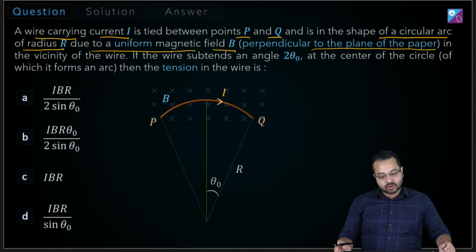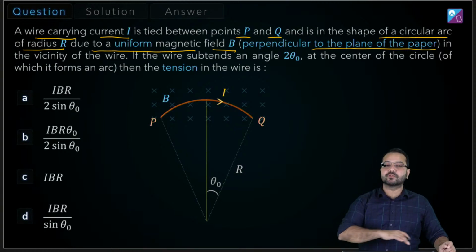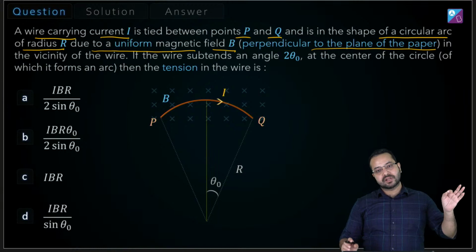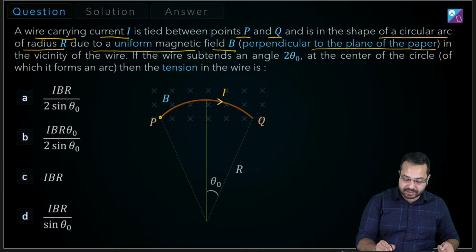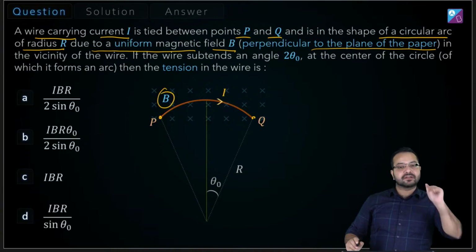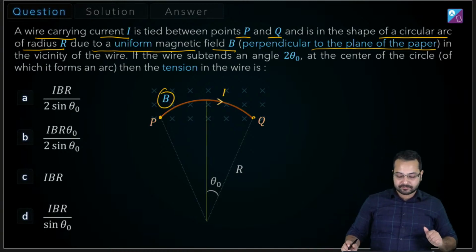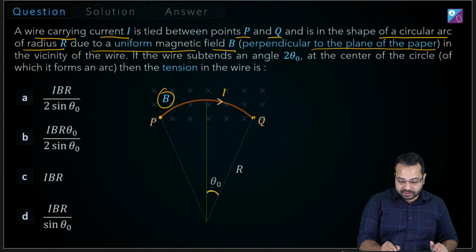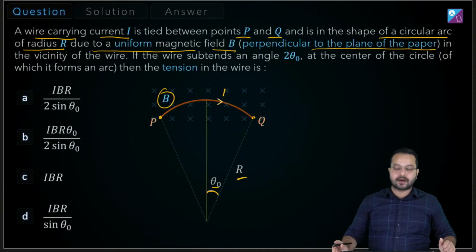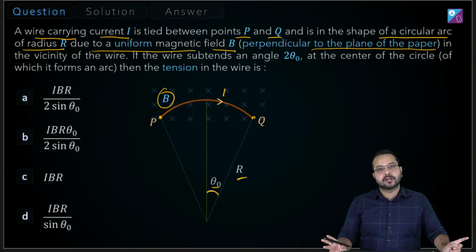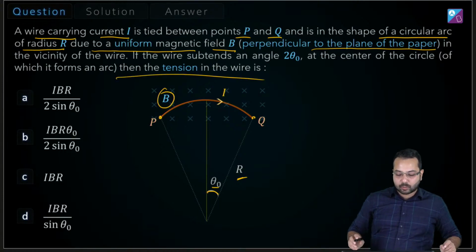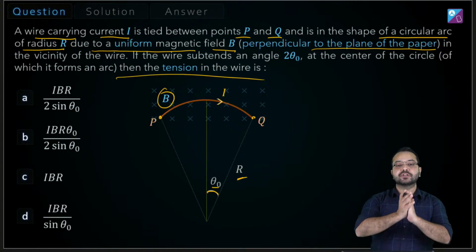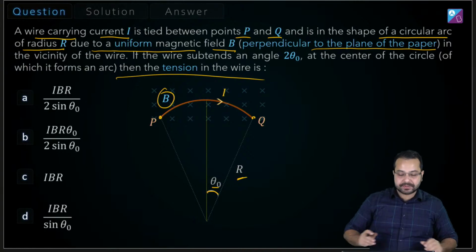Okay, so what is the question? So we have a circular arc. It carries current I. It is tied between points P and Q, and there is a uniform magnetic field going into the plane of the screen, and this angle subtended over here is theta naught. The radius is R. Okay, clear? Now what is the question? The question is, what is the tension in the wire?